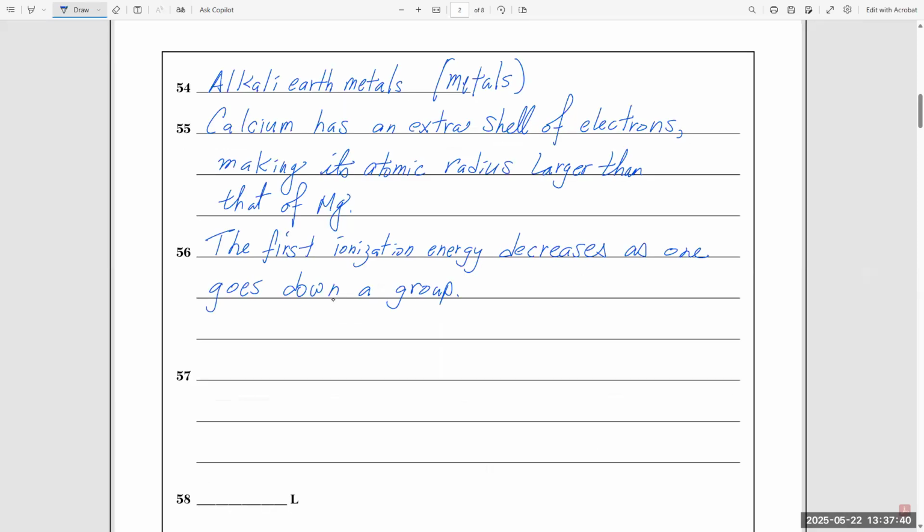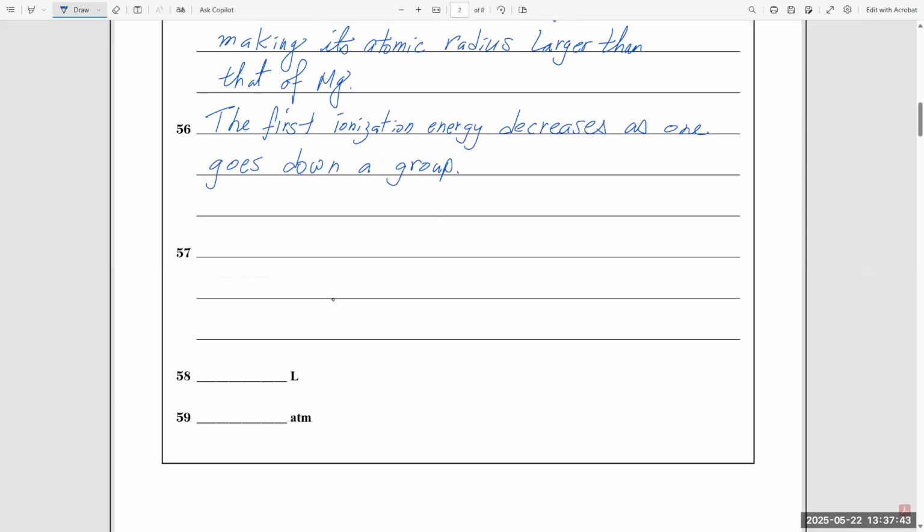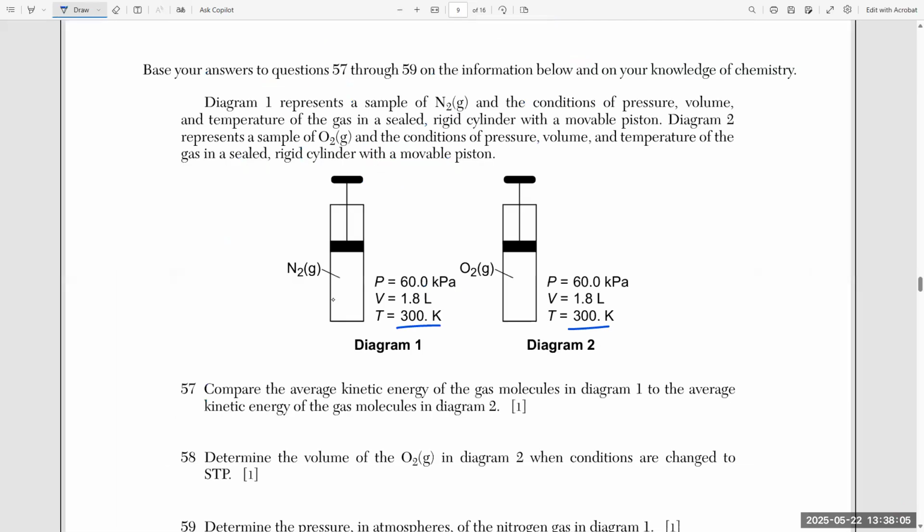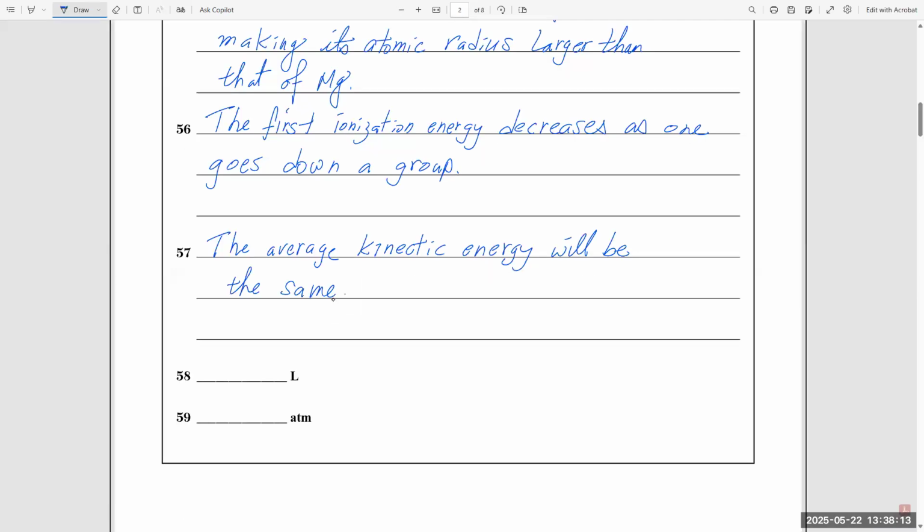Okay, so you don't have to be really wordy, but you say the average kinetic energy will be the same. Now, did they ask you to explain or justify? They didn't. Nowhere here does it say to justify. So you're actually done. In fact, if you just write the word same in 57, I almost feel like they're going to give you the answer for that one.